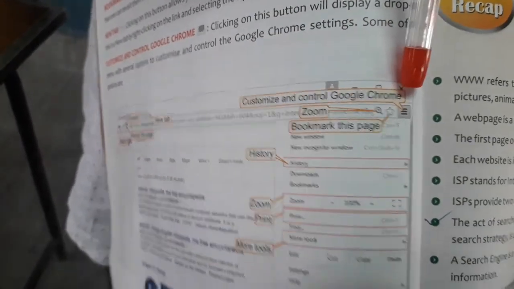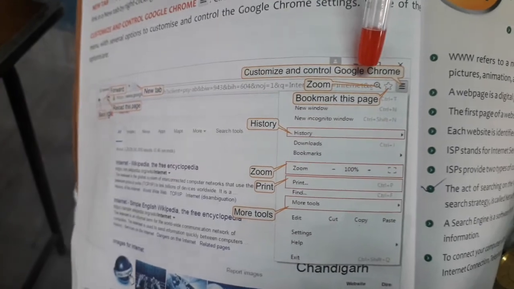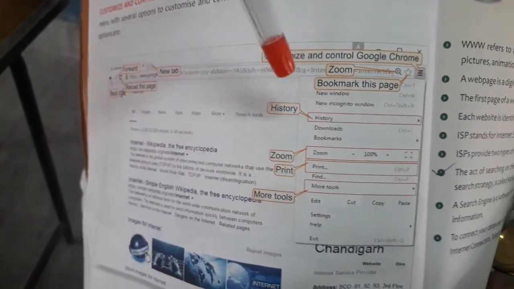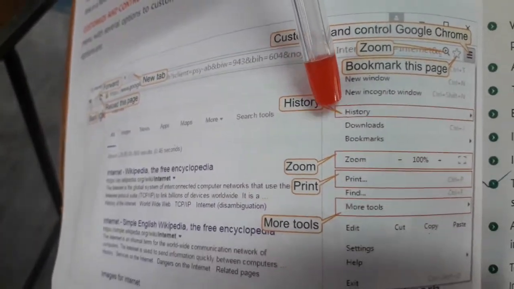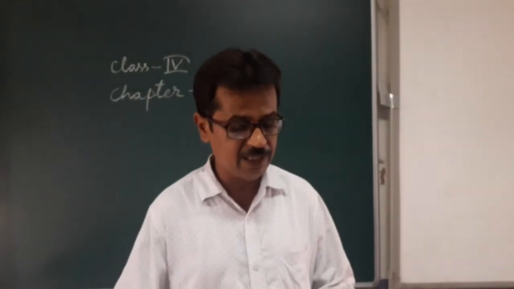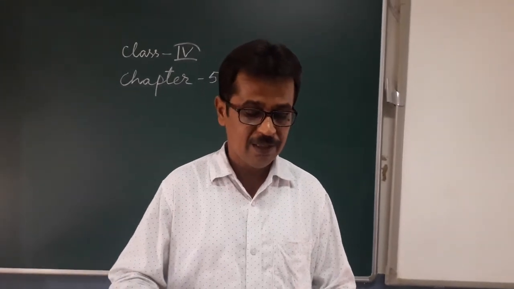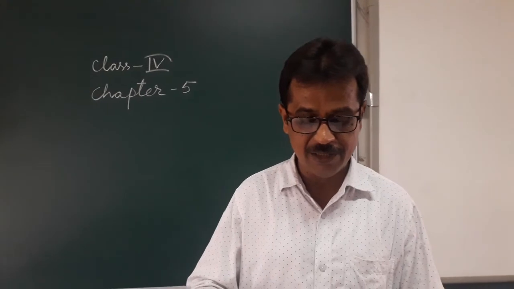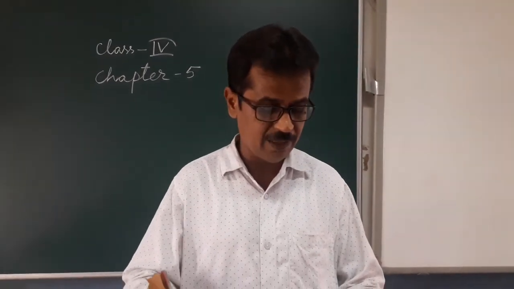If you click this button, another sub menu or drop down list will come. There you will see many commands like history, bookmark this page, print, and many more, and you can perform the actions accordingly, right? So the customize and control Google Chrome option is available at the top right corner. By clicking on this you will get many options like the print option.